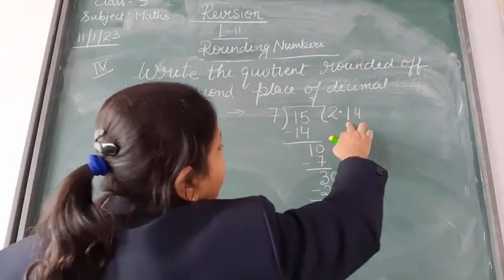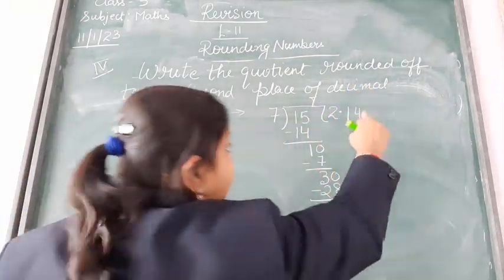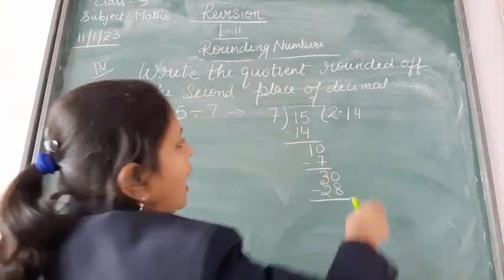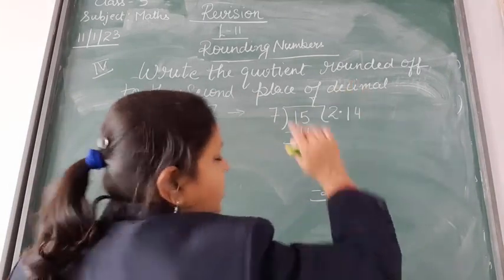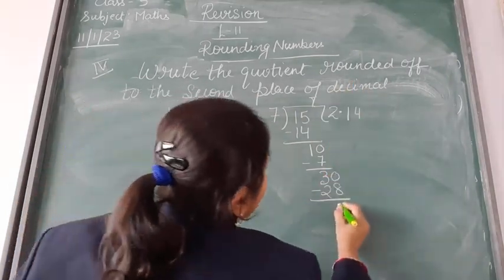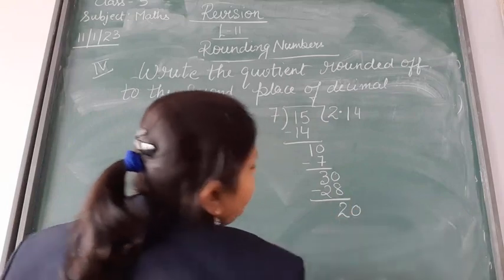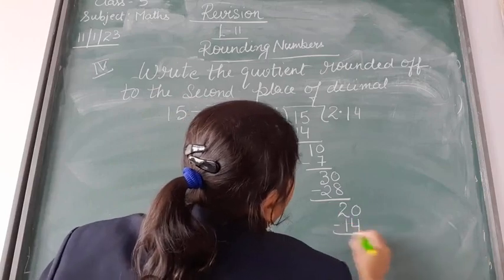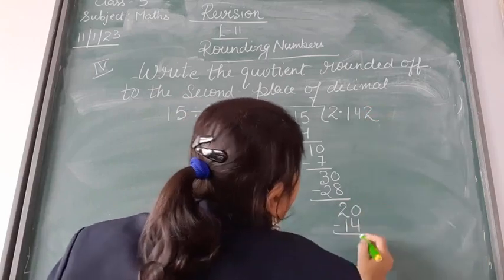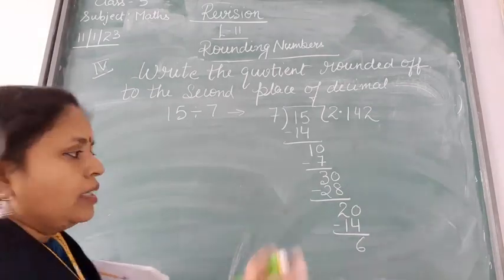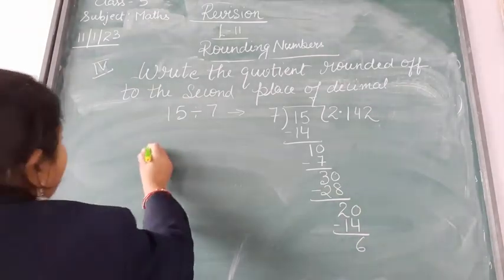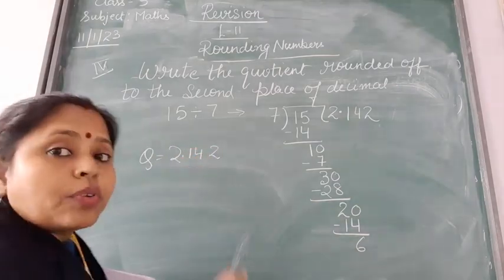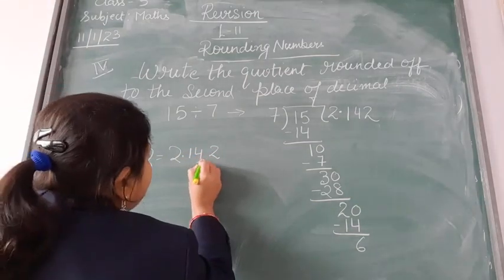2.14. But here, since we have to round off the quotient to the second place of decimal, we have to further do the division and write the quotient till the third place of decimal, right? So now in this step also we will add 1 0, and now we will leave the division here itself, and we get the quotient as 2.142, and we have to round off this quotient to the second place of decimal.